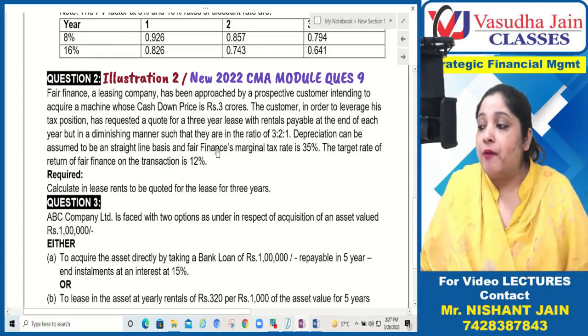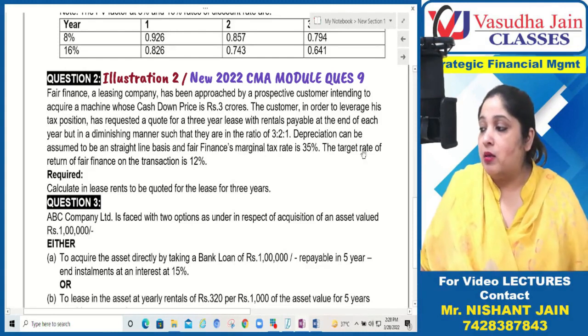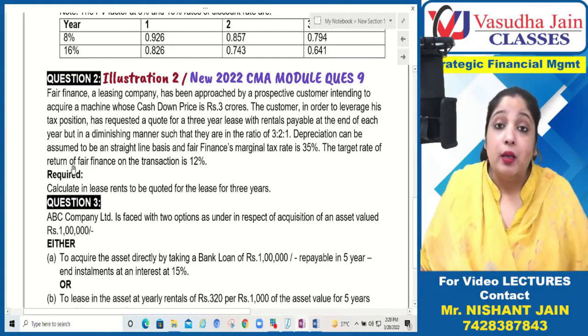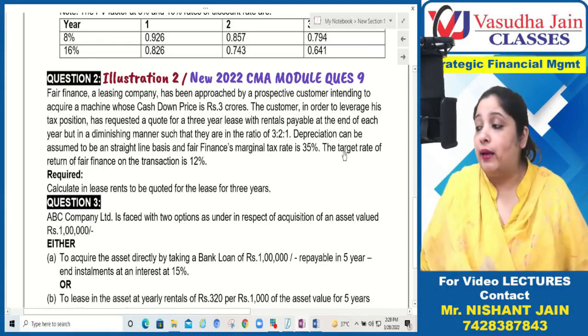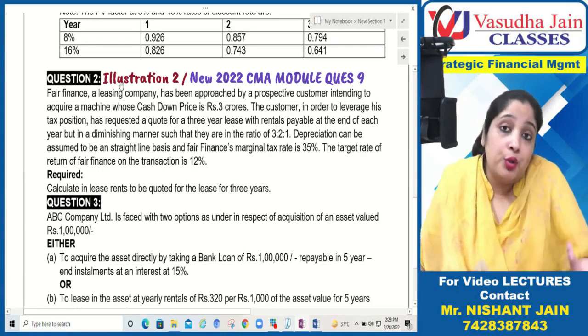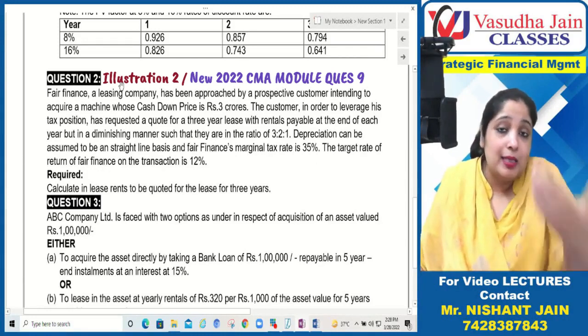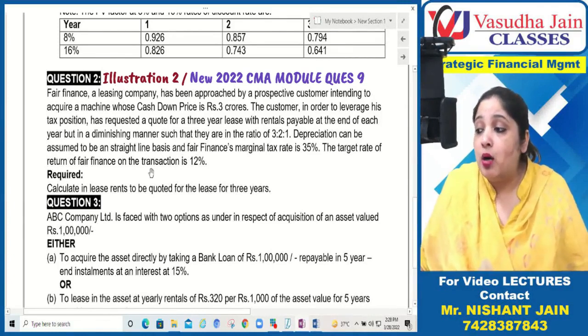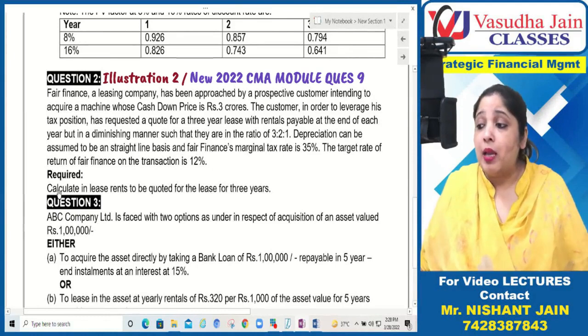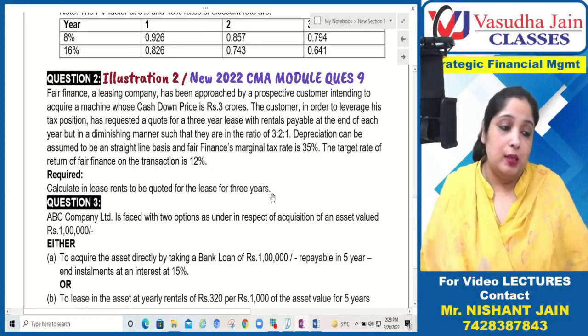Fair Finance is a leasing company, so the leasing company's marginal tax rate is 35%. Target rate of return for Fair Finance on the transaction is 12%. Now the target return which the leasing company wants to earn on the leasing proposition is 12%. Calculate the lease rents to be quoted for the lease for 3 years.